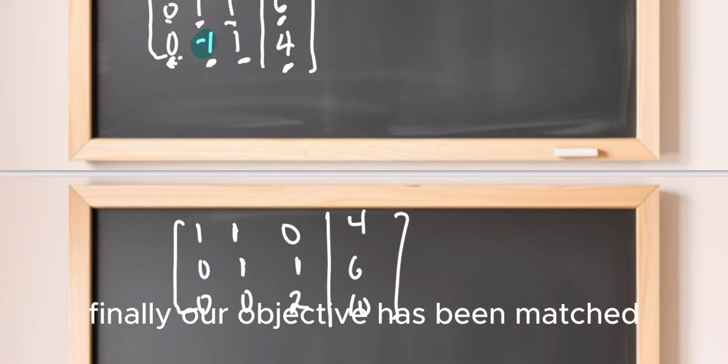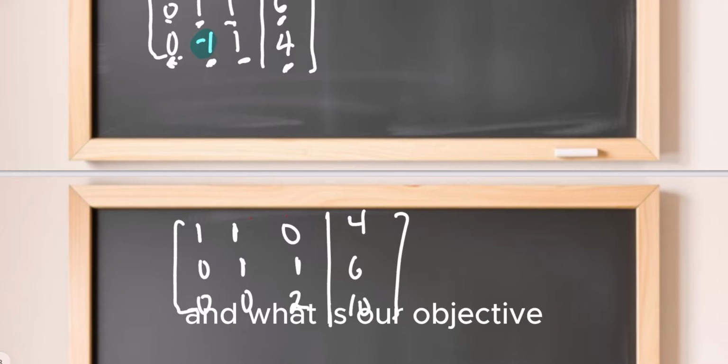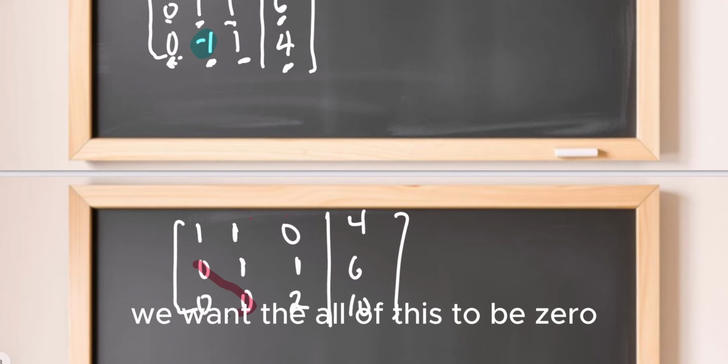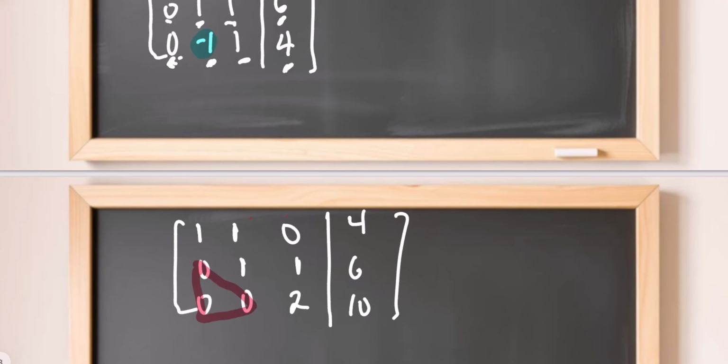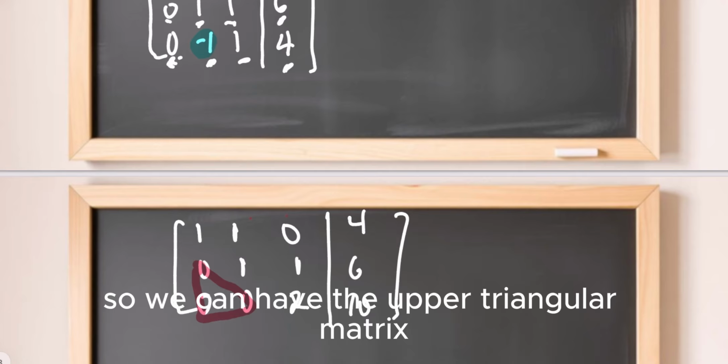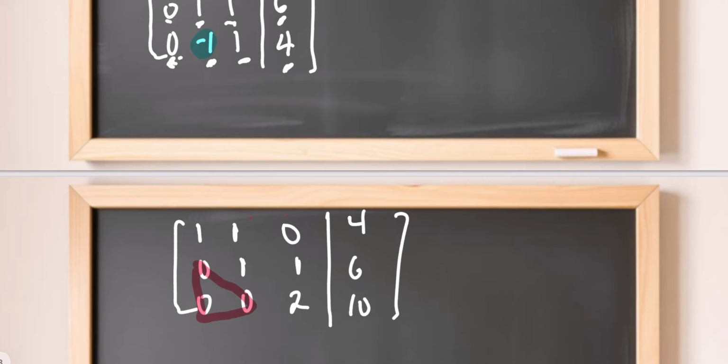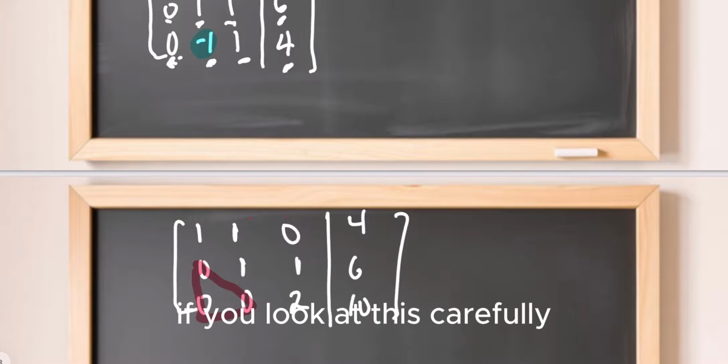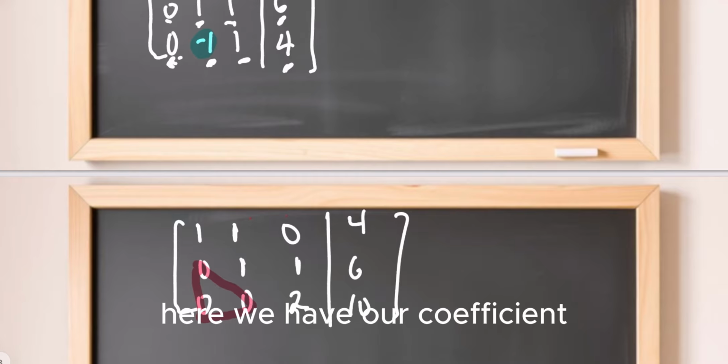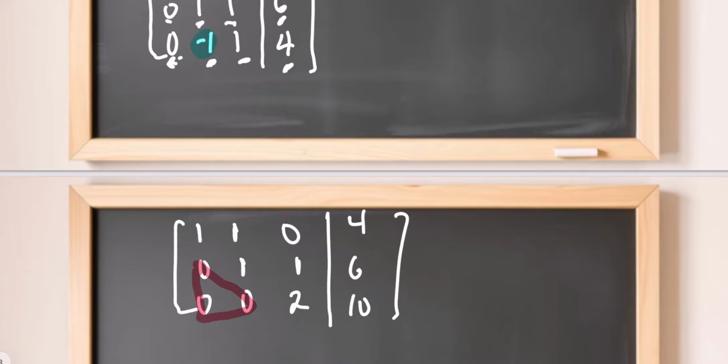Finally, our objective has been matched. And what is our objective? We want the whole of this to be 0, so we can have the upper triangular matrix. Now, if you look at this carefully, here we have our coefficients to be A, B, C. A, B, and C.